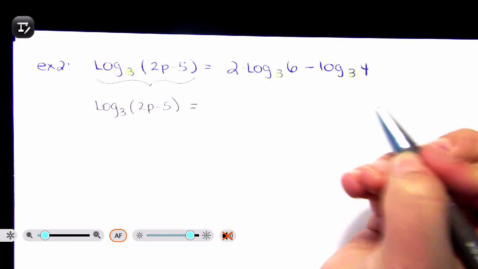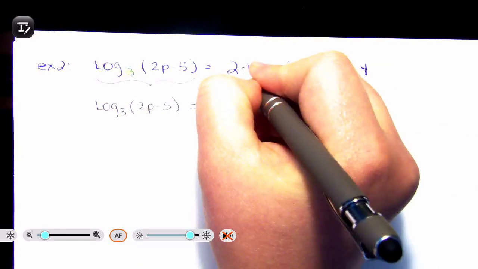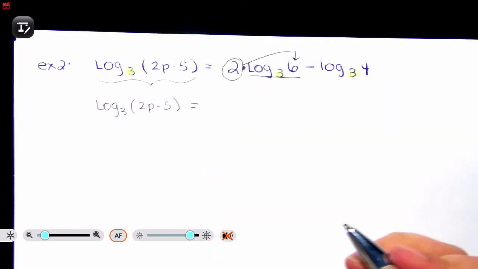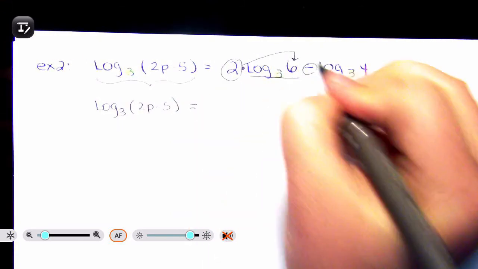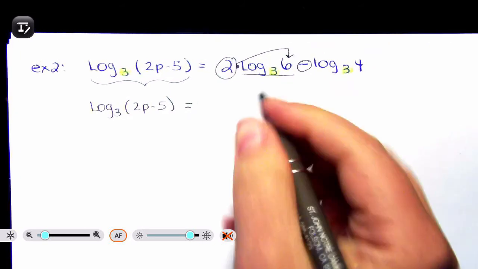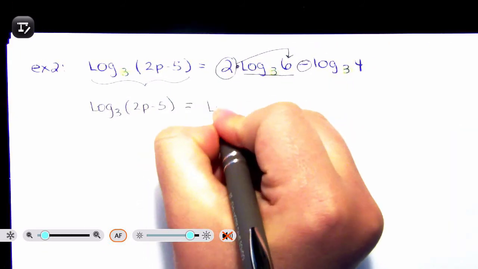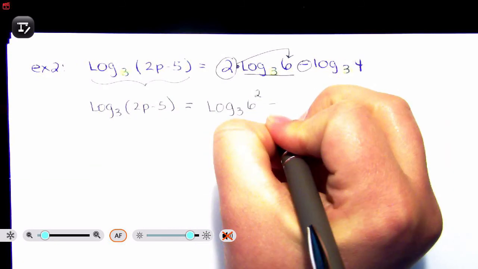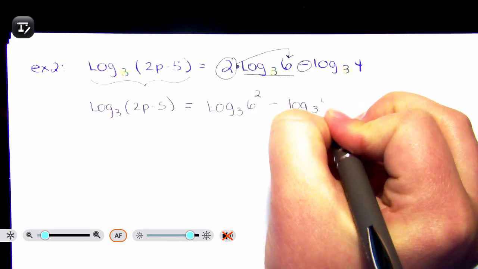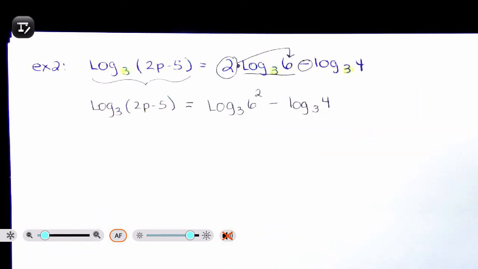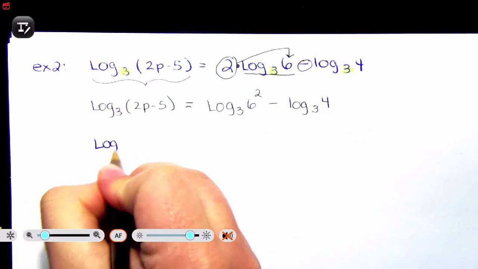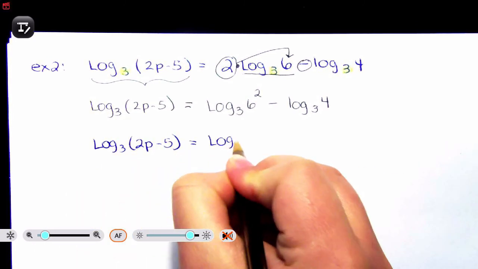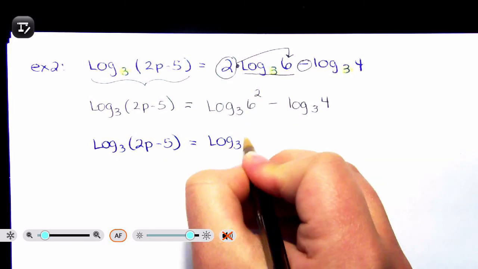However, on this side, I have two things happening. I have a number being multiplied by this log here, meaning this 2 is an exponent on that 6. I also have a minus in between those two logarithms. That means I have a quotient property. So let's undo that exponent by placing it back where it came from. I still have my minus. Evaluate as you go to simplify things further. So I have log base 3 of 2p minus 5. That is equal to log base 3 of 6 times 6 is 36.